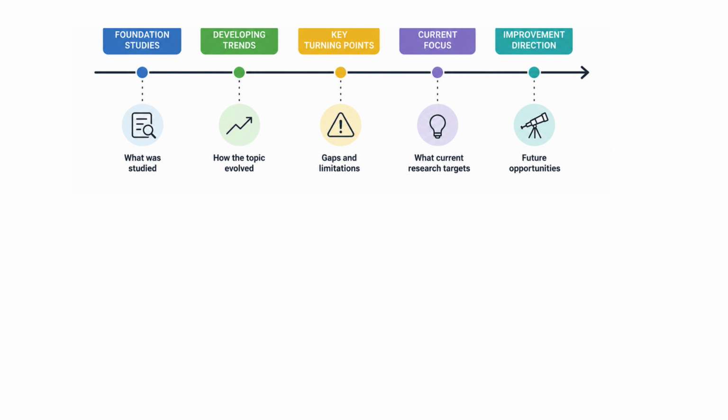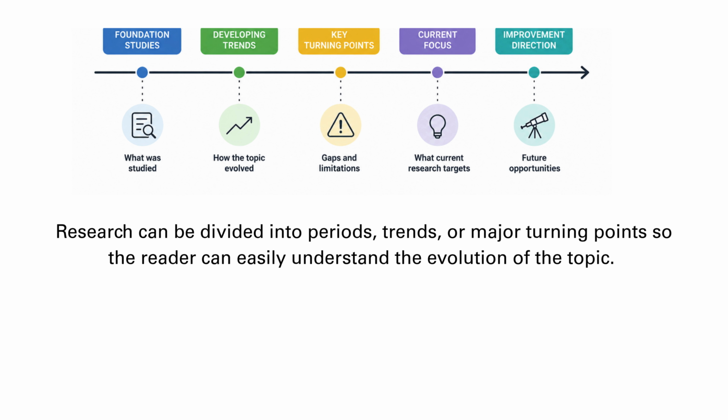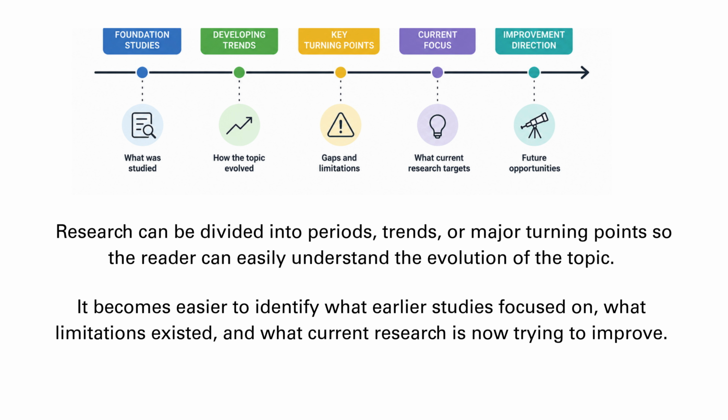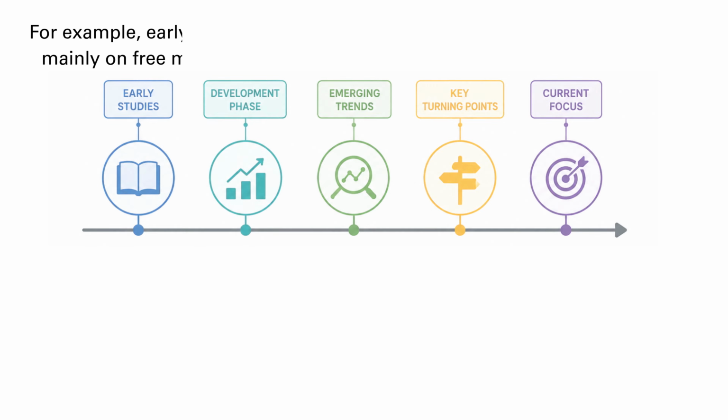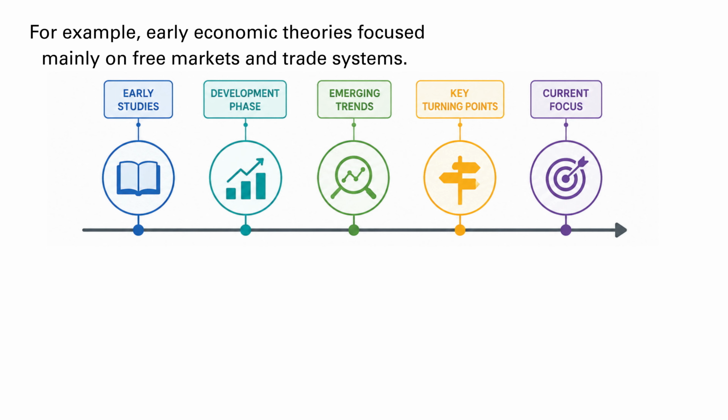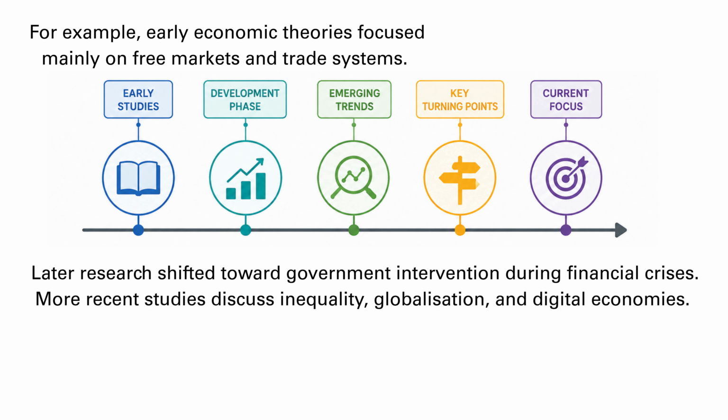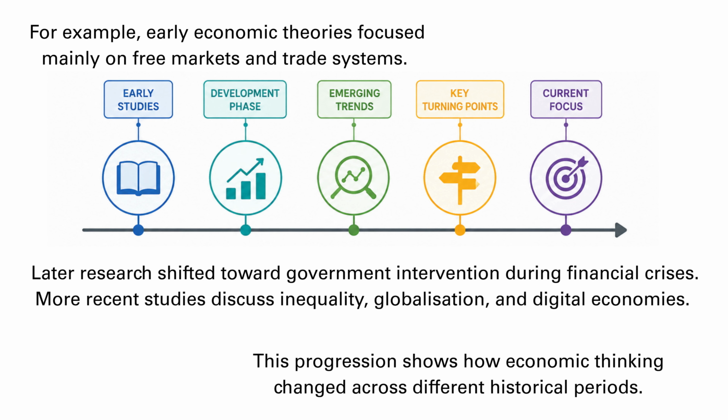This approach also helps narrow down the discussion. Research can be divided into periods, trends, or major turning points so the reader can easily understand the evolution of the topic. It becomes easier to identify what earlier studies focused on, what limitations existed, and what current research is now trying to improve. For example, early economic theories focused mainly on free markets and trade systems. Later research shifted toward government intervention during financial crises. More recent studies discuss inequality, globalization, and digital economies. This progression shows how economic thinking changed across different historical periods.